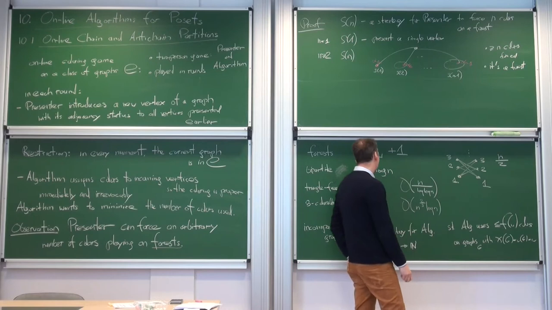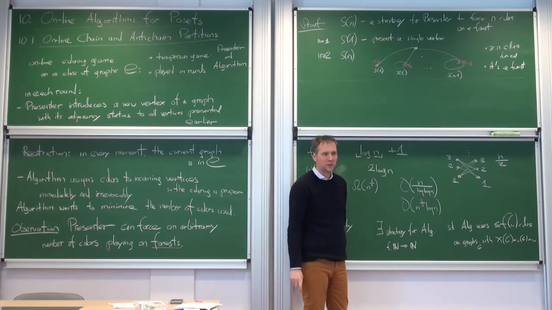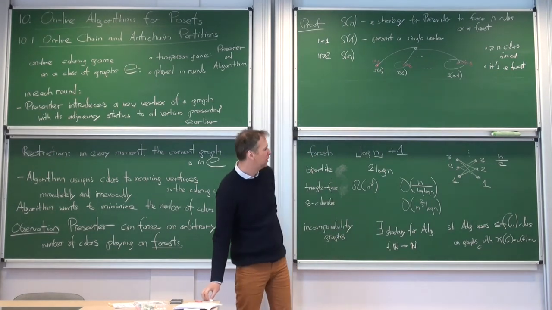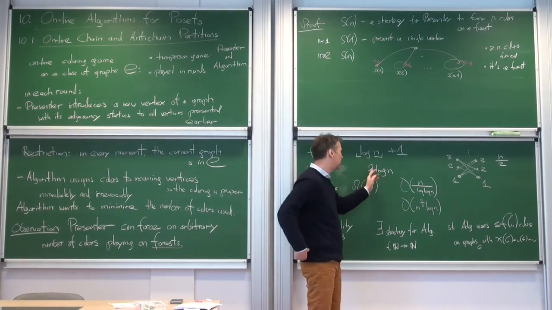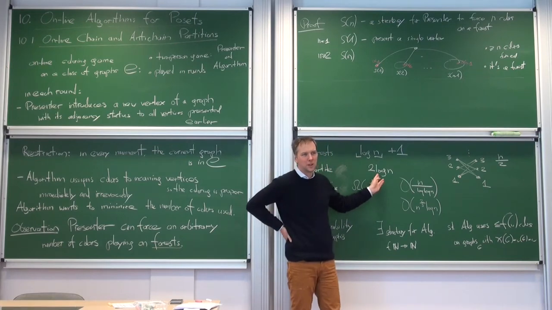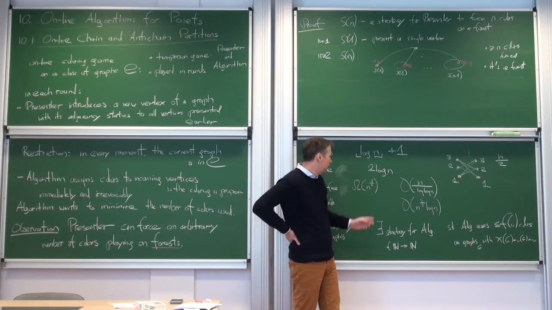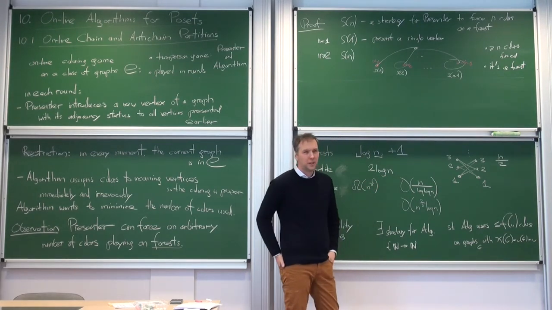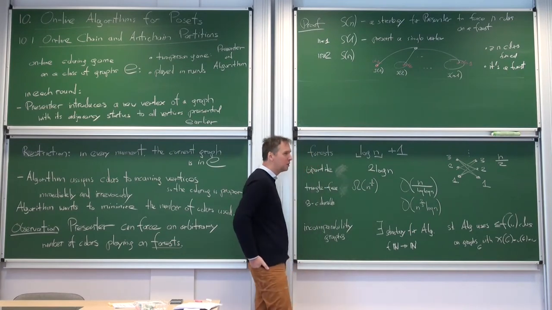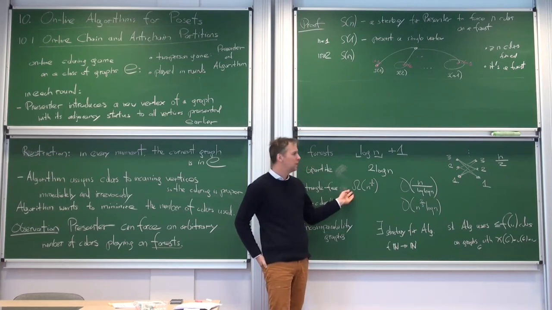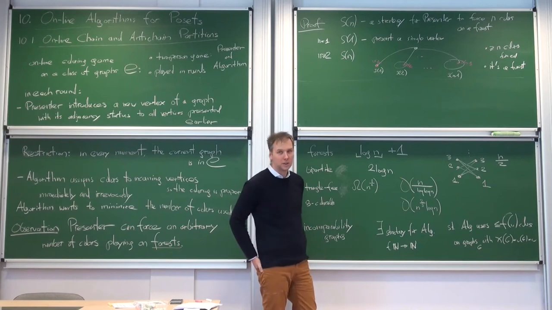But there is an easy way to come up with something reasonable here, and there is an algorithm that uses at most 2 times log n colors on a bipartite graph, and this is again optimal up to an additive constant. There's some exciting research here, but actually, what we know is we are stuck for many years. These results here are from the 90s, I think.